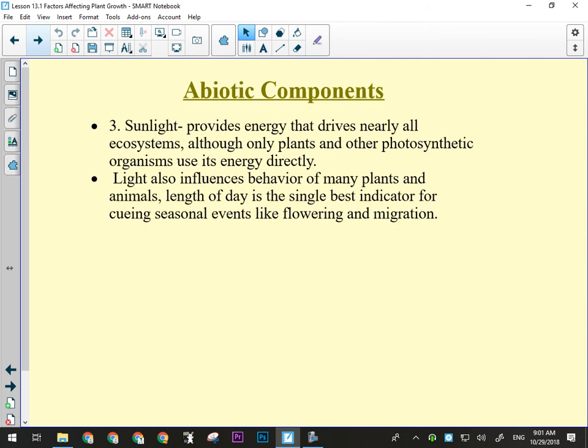Okay, sunlight. Obviously, sunlight's important. It's another one of the ingredients in photosynthesis. But it's not just an energy source. Light cues a lot of behaviors, not only in plants, but also in animals. Length of day, as you move away from the equator, is the most reliable cue for seasonal change, temperature change, and things like that. Yes, sure, we can get a cold snap in May, or we can get a cold snap in September, right? But in all likelihood, it's not going to get cold for a long time until the days start to get really short.